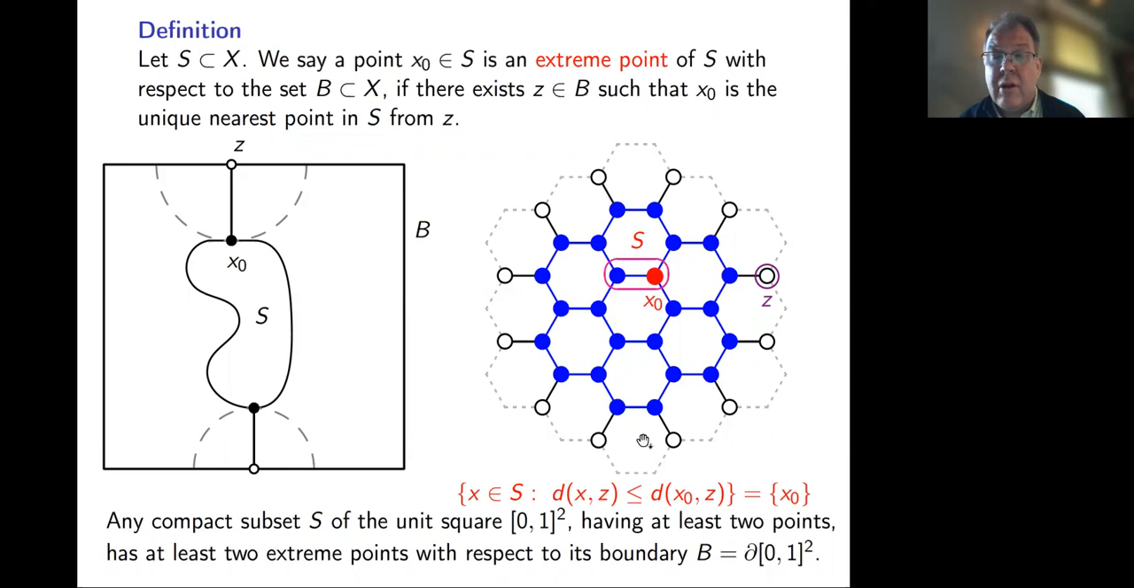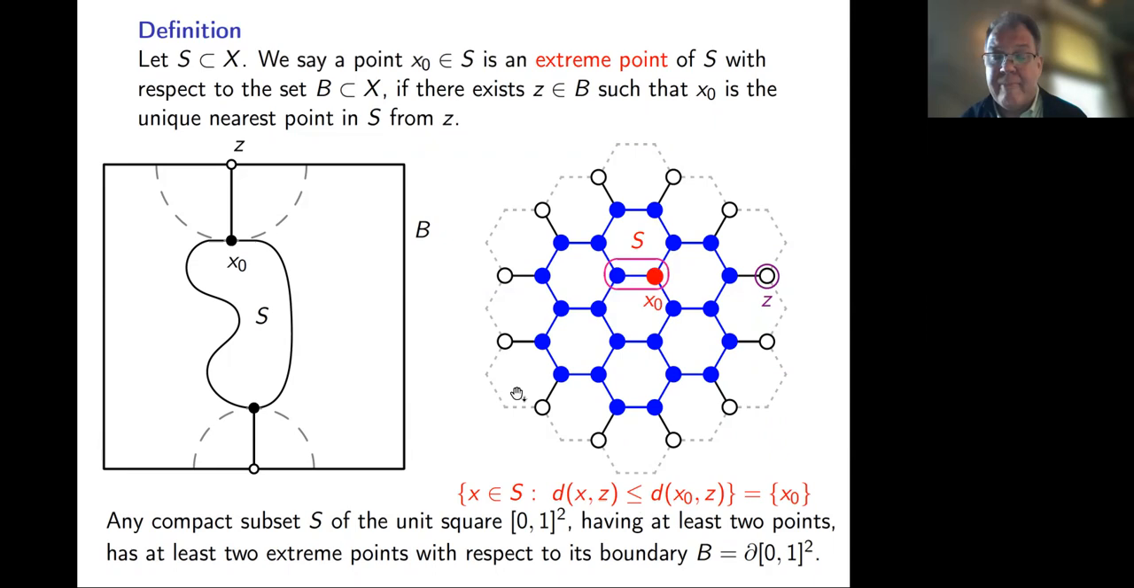So x0 is the only point that has distance 4 or less to Z. I hope that this was correct. But thank you very much for asking, actually. I will check this later, yeah.